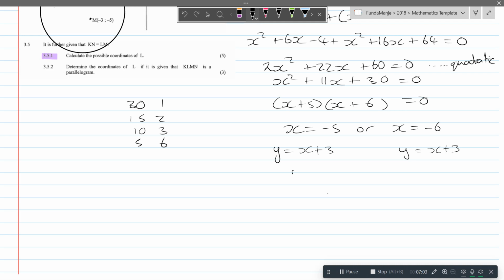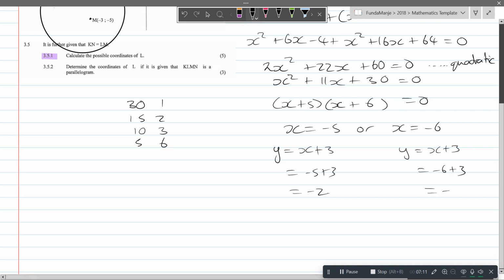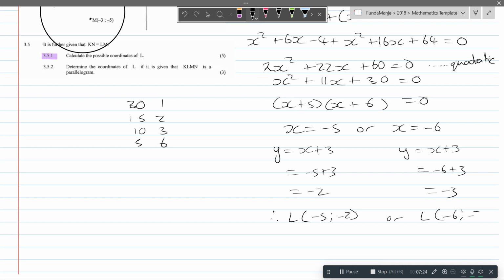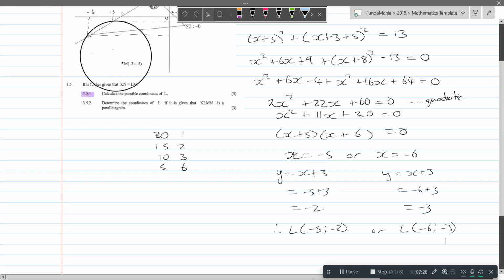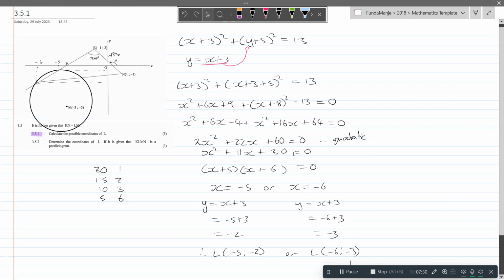In this case, y would be equal to minus 5 plus 3, which is minus 2. In this case, minus 6 plus 3, which is minus 3. So therefore, L can either have coordinates (-5, -2), or L can have coordinates (-6, -3), like that. Those are your possible coordinates for L in this question.